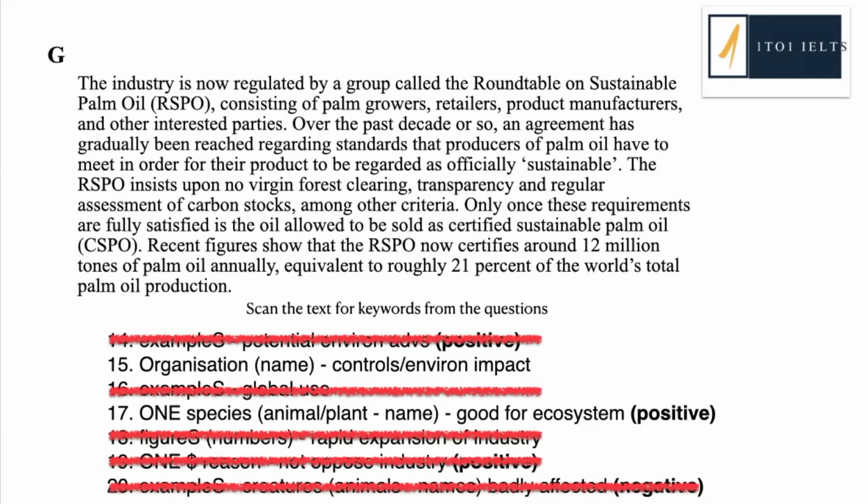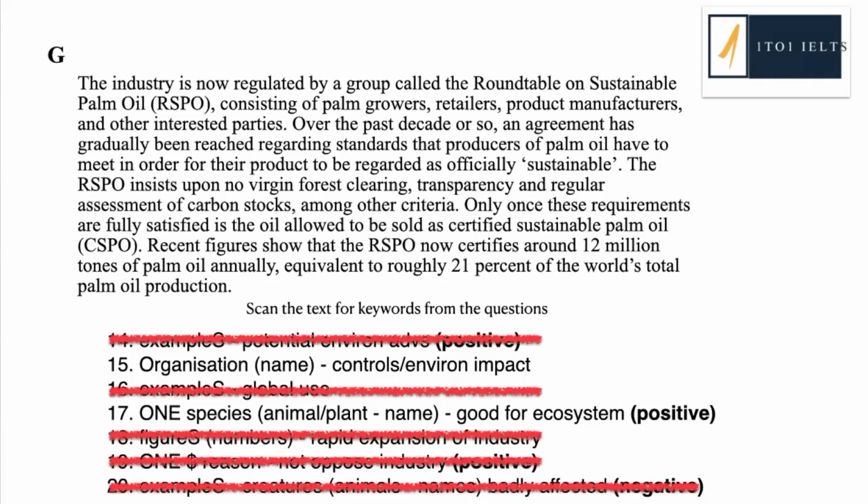Can we check that it's talking about it controls the industry on an environmental level? It mentions that the RSPO, which is the name of the group, insists upon no virgin forest clearing, transparency and regular assessment of carbon stocks, and other criteria. Well, all of those things are related to the environment. Although before we thought that 15 might have been in one of the other paragraphs, we can see here that this is much more likely the answer for 15.